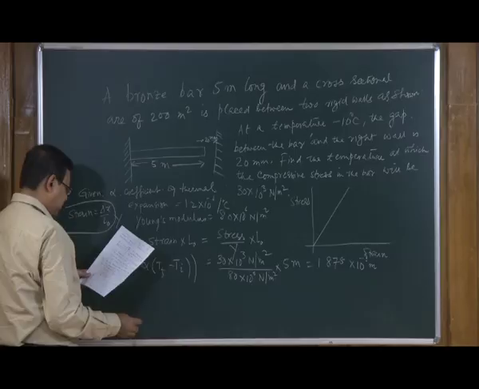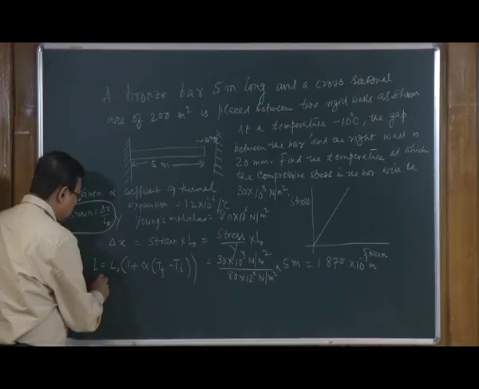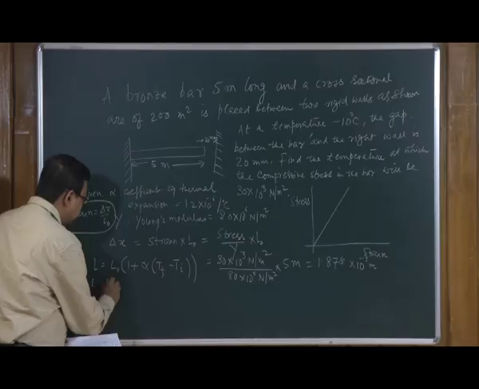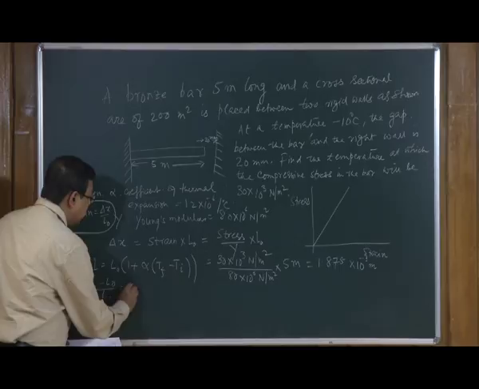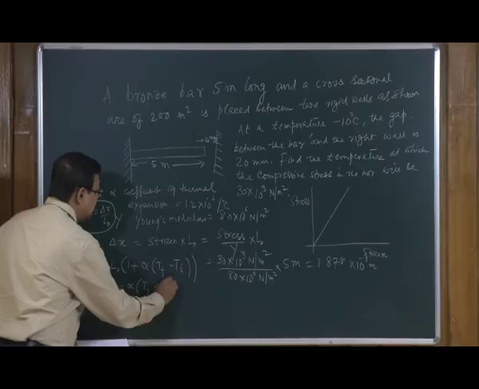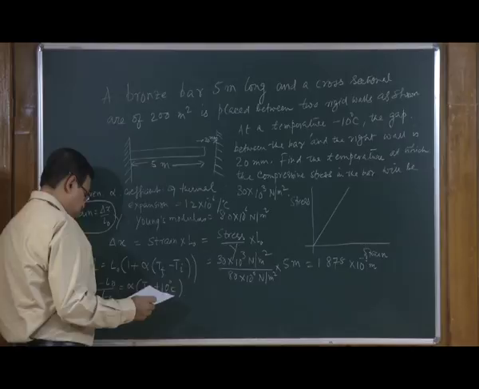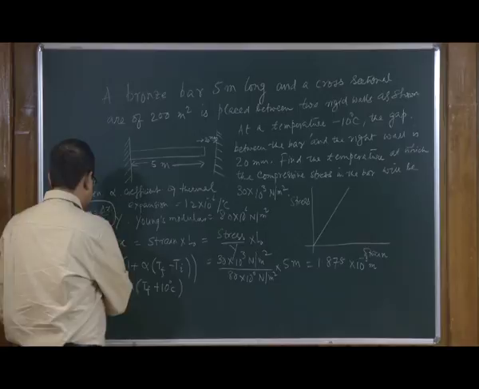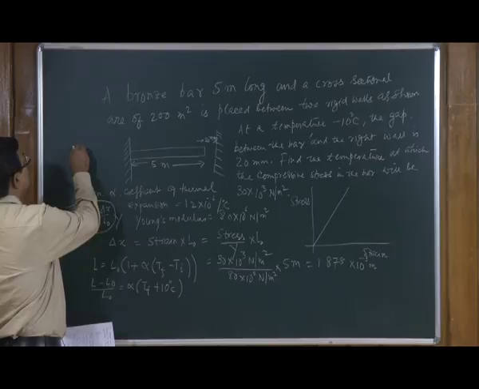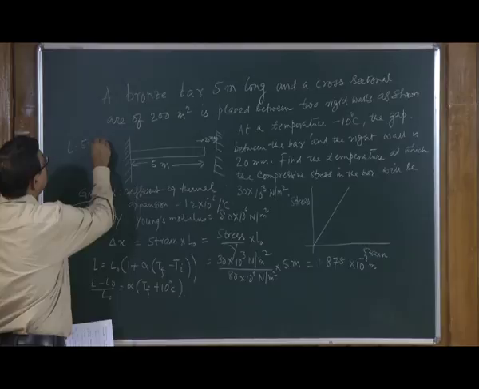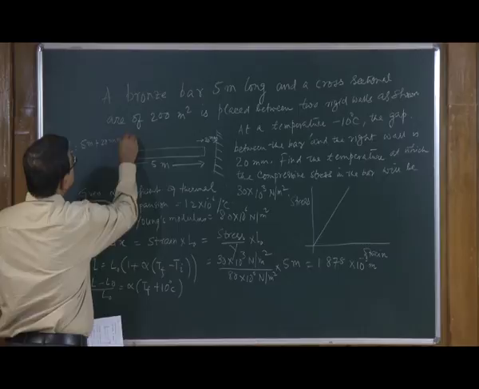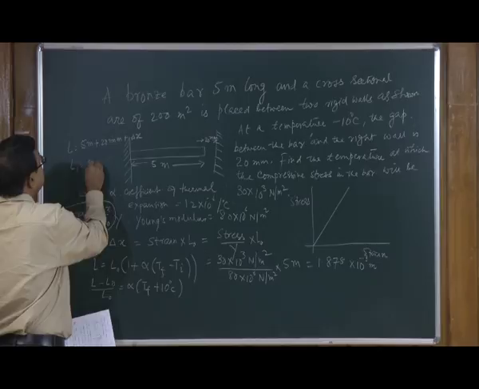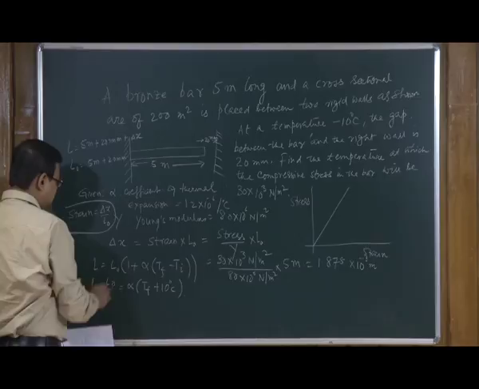So it's L minus L 0 divided by L 0 is alpha into T f plus 10 degree centigrade. So putting all these, L minus L 0 is, so L is equal to 5 meter plus 20 millimeter plus the delta x that we have calculated. L 0 is equal to 5 meter plus 20 millimeter. Thus, L minus L 0 is simply delta x.